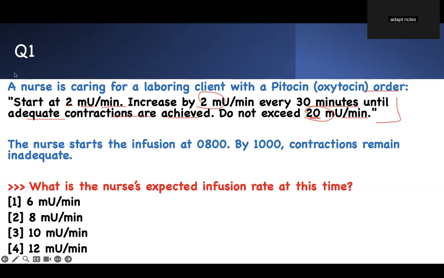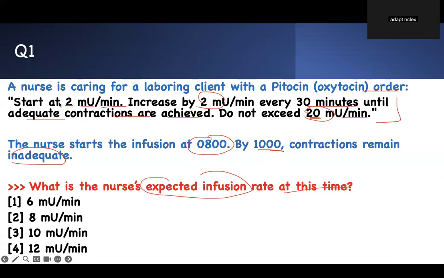The nurse starts the infusion. They always will give you the time you started, 8 o'clock. By 10 o'clock, contractions remain inadequate. The patient is not getting good contractions based on the criteria given to you. What infusion rate do you need at this time? What is the next expected infusion rate at this time? Look at what I'm going to do. It's confusing, but it's not. It shouldn't be. The question followed the instruction.